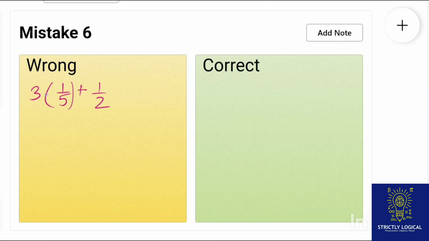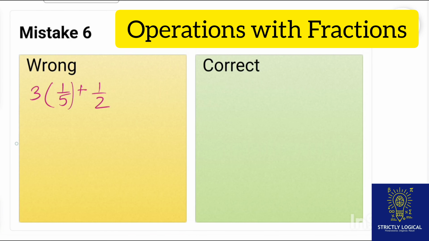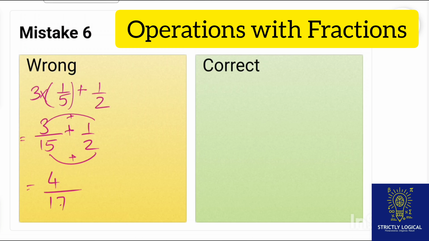Now the sixth mistake is operations with fractions. Whenever we have these types of questions where we have to do certain operations with fractions, we have to be very careful. According to this, first we have to multiply. So 3 into 1 would be 3, and 3 into 5 is 15, plus 1 by 2. Now numerators get added to numerators and denominators get added to denominators. So it will be 3 plus 1, 4, upon 15 plus 2, that's 17. So 4 by 17, which is totally wrong.